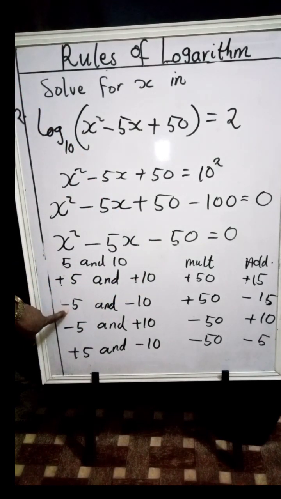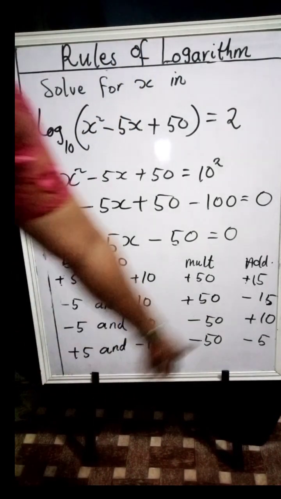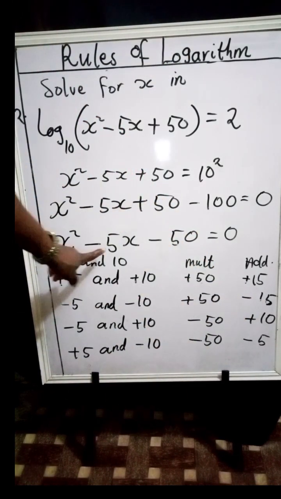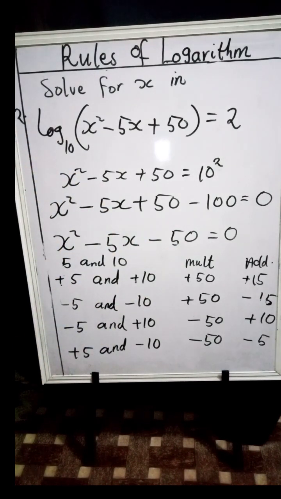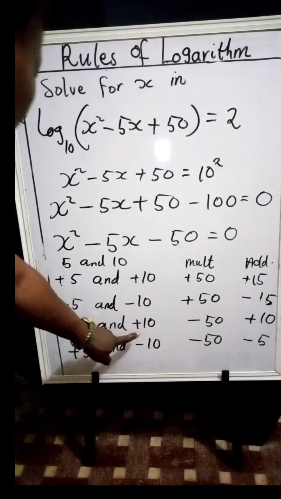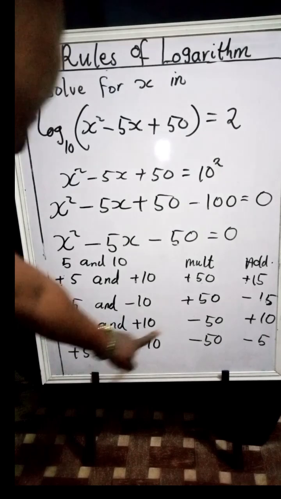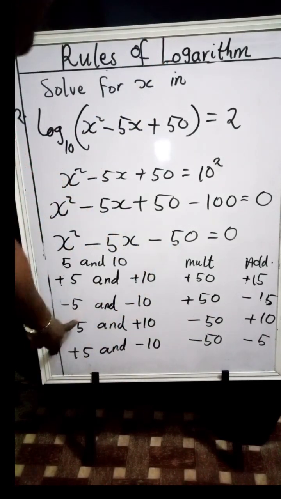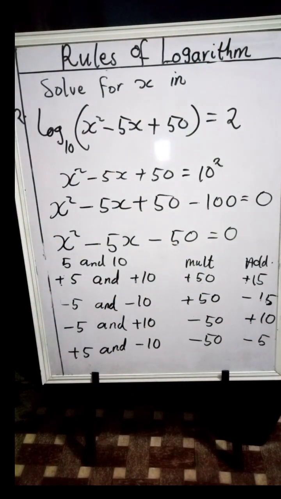Then the next is negative 5 and negative 10. The multiplication of the two will give us positive 50, but their addition will give us negative 15. But we are looking for negative 50 and negative 5. So that did not work out for us. Then we have negative 5 and positive 10. Their multiplication gave us negative 50, which was actually what we are looking for, but the addition gave us positive 5, but we are looking for negative 5. So this did not solve our problem either.